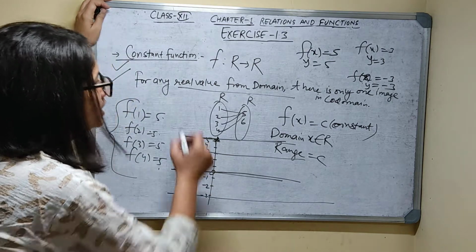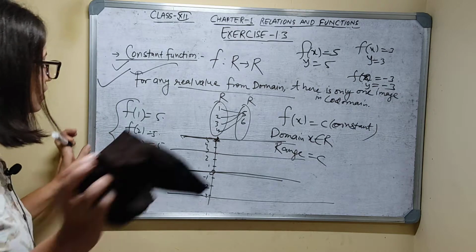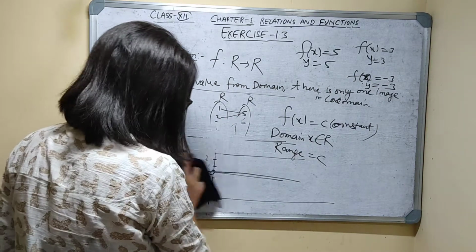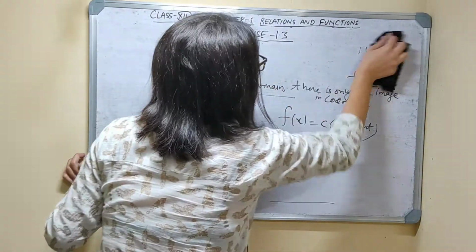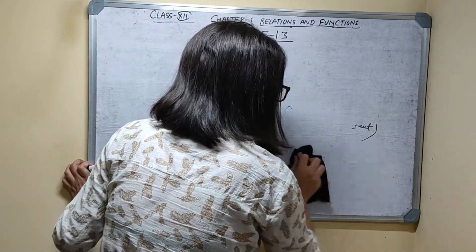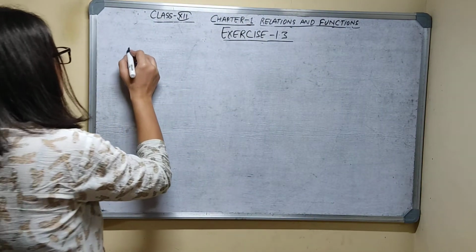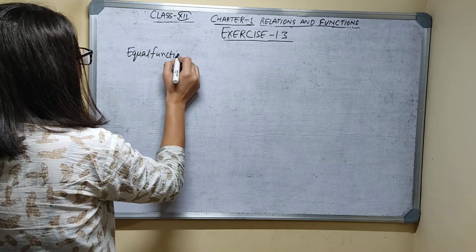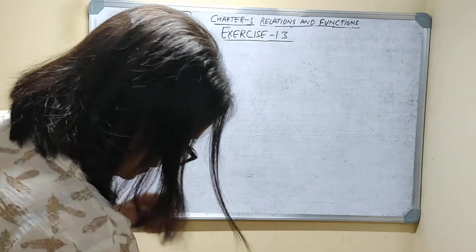Is it clear? So this was the constant function. Now we learned the identity function and the constant function for real valued functions. Now we have to learn equal functions.